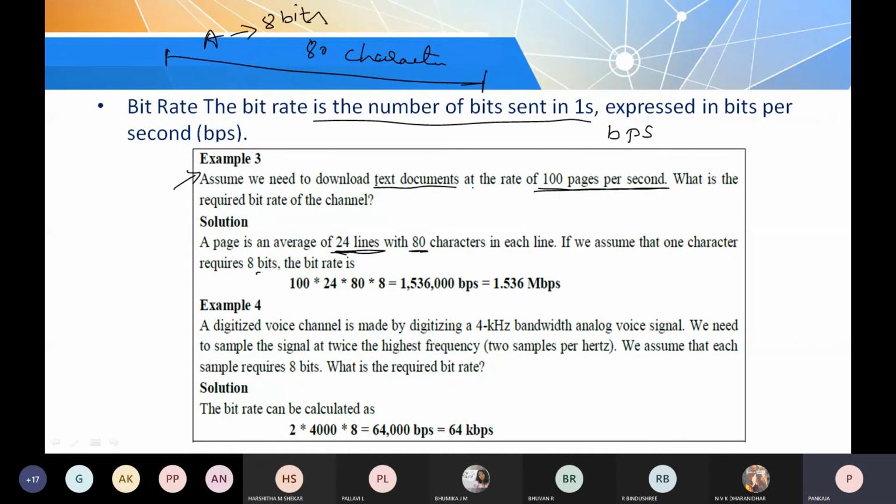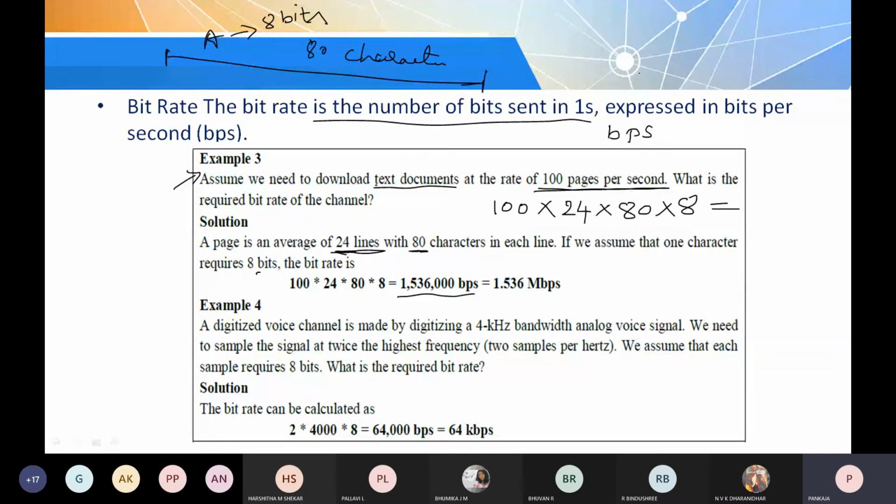So just calculate. We have 100 pages, and each page has 24 lines. That particular page has 80 characters per line, and each character requires 8 bits. You just calculate this. Multiply all of this and you are going to get this value: 15 lakh 36,000 bits per second. So this is the channel bit rate.